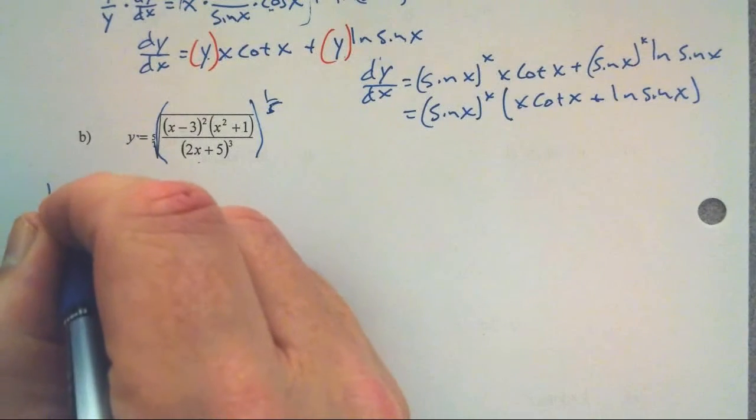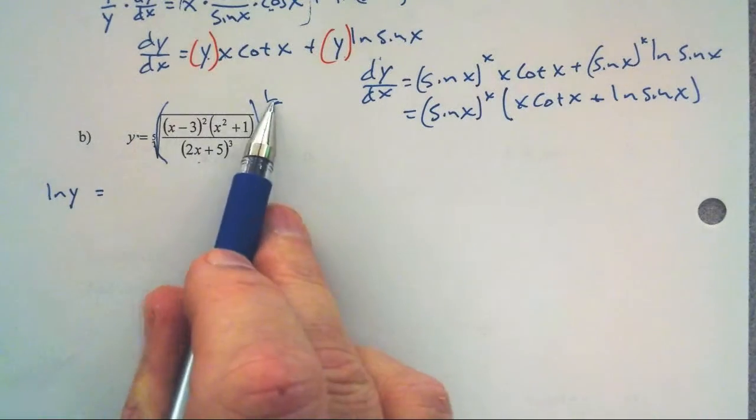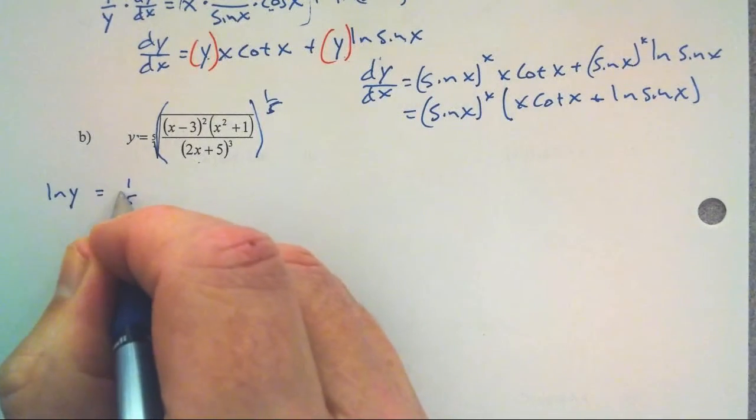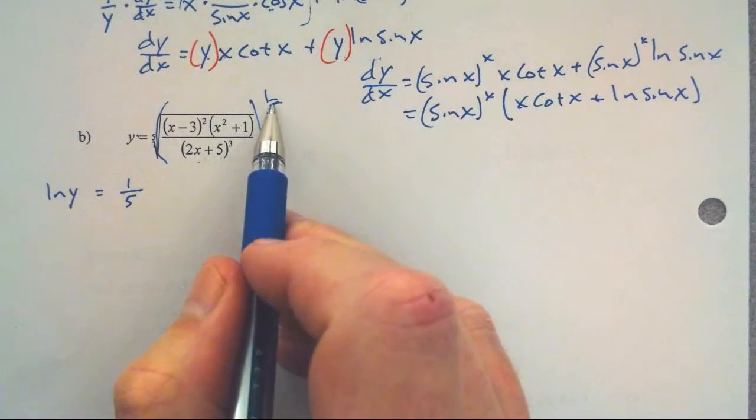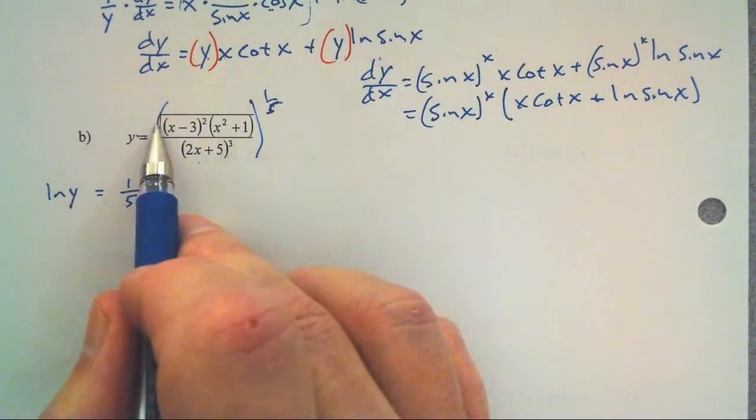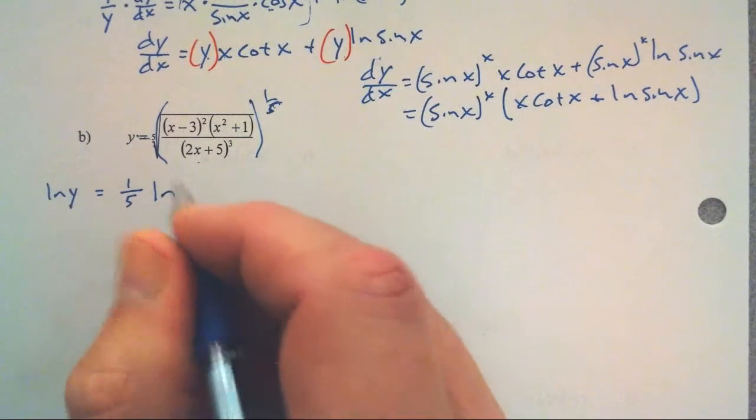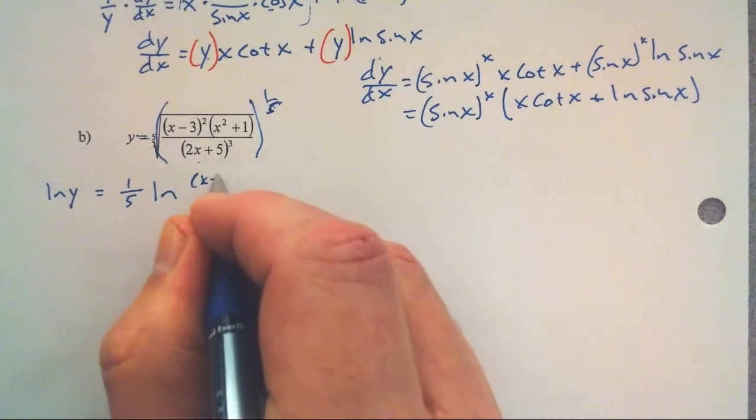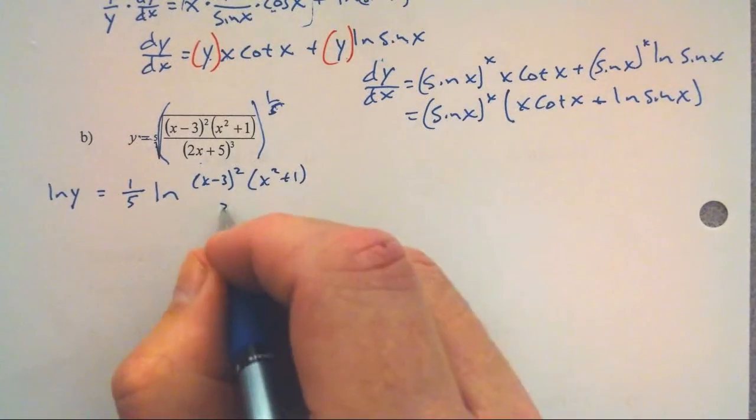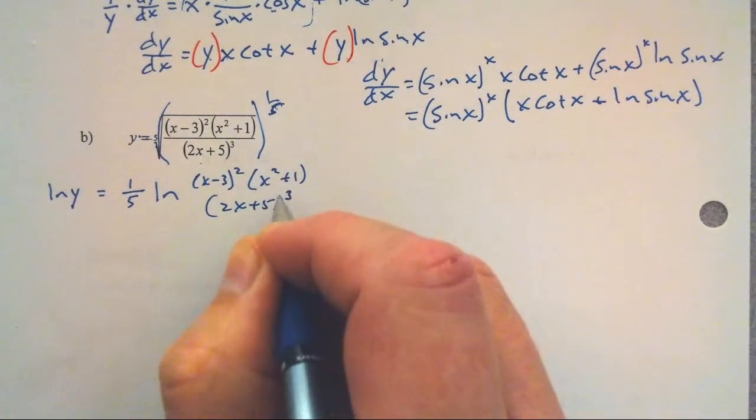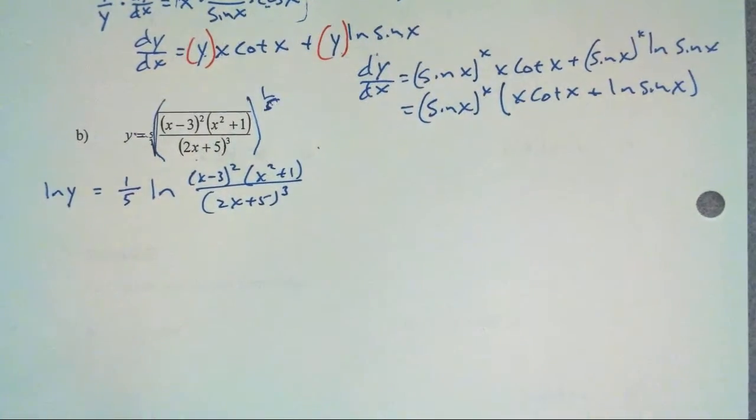So I get ln y. When I take this ln, is it clear? I hope it is, because you can't reply to me because this is a video and I can't see you. I hope this is clear. The 1/5 comes out in front. I'm not taking the derivative yet, but when I take the ln of something to a power, that 1/5 comes out in front, and I get x minus 3 squared times x squared plus 1 all on 2x plus 5 to the 3rd. Maybe you can see it now. If all of this was raised to the 1/5, I can pull that 1/5 out in front.